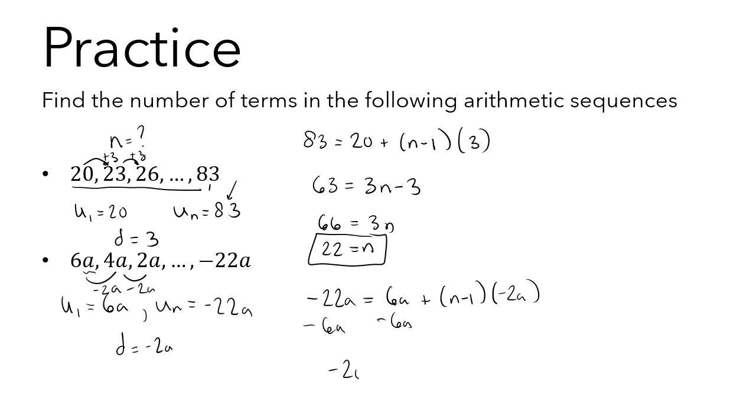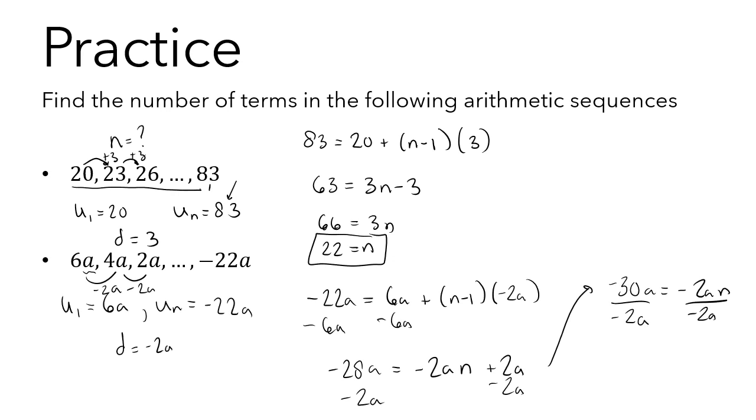That gives us negative 28a equals negative 2an plus 2a. Subtract 2a, that's going to give us negative 30a equals negative 2a times n. Divide by negative 2a. Negative 30a divided by negative 2a is 15, because the a's will cancel. Negative 30 divided by 2 is 15, so that means there are 15 terms.